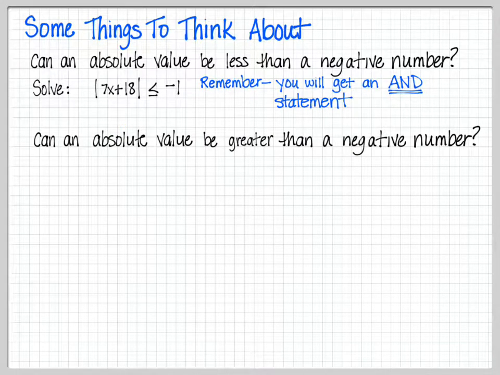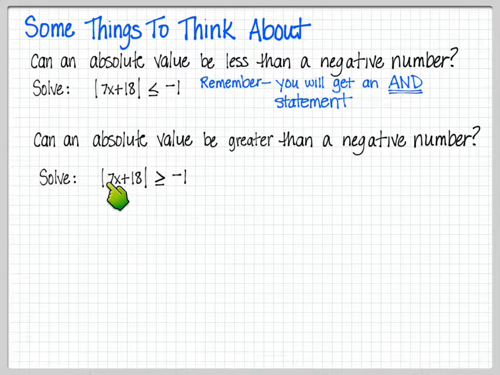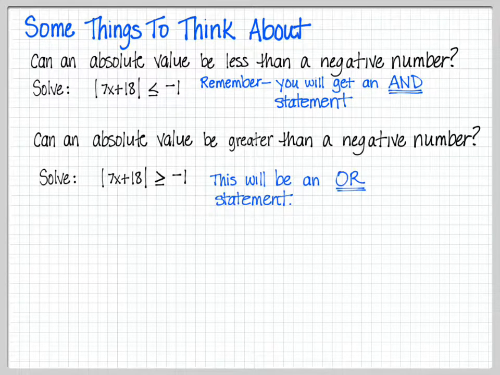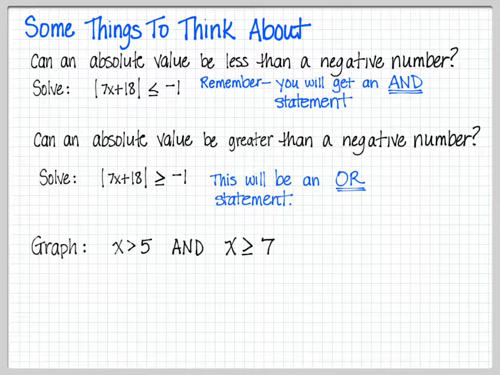The next thing I want you to think about is, can an absolute value be greater than a negative number? And to help you with that, I want you to solve this inequality statement. The absolute value of 7x plus 18 is more than or equal to negative 1. Remembering that a greater than or equal to, or greater than symbols always give you an or statement.